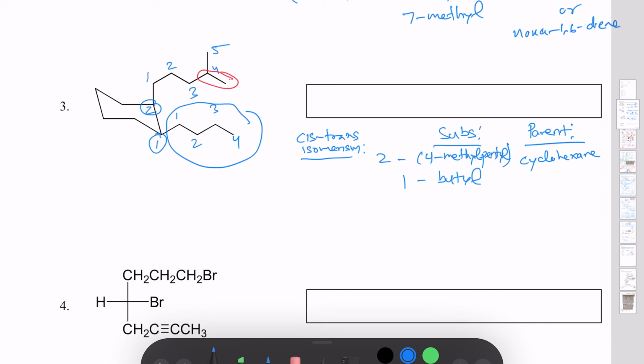So we see that the complex substituent is axial up, and this butyl group is equatorial up. So that would mean that we have to write out the stereochemistry as cis. So when we write out the final name, it would be cis-1-butyl-2-(4-methylpentyl)cyclohexane.